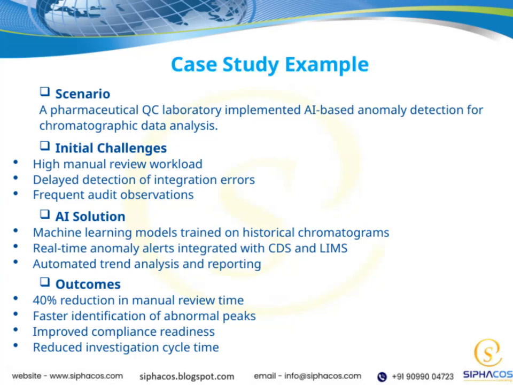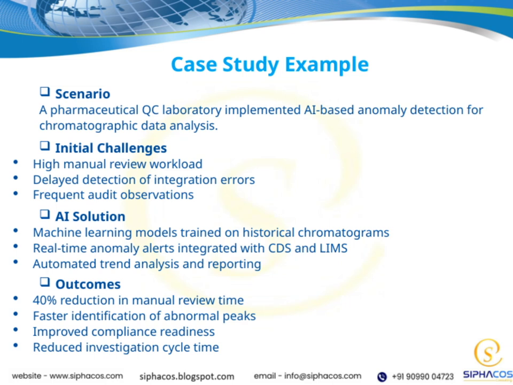Let's take a look at a practical example of how AI can make a real difference in a pharmaceutical QC lab. In this case, the lab implemented AI-based anomaly detection specifically for analyzing chromatographic data. Now, initially, they faced quite a few challenges. The manual review process was very time-consuming, which slowed things down. They also had issues with late detection of integration errors, meaning problems could slip through until it was too late. Plus, they were getting frequent audit observations, which can be quite stressful and disruptive.